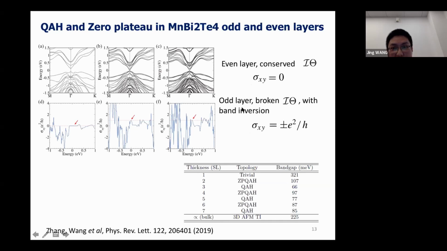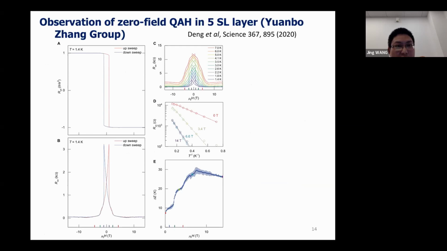The observation for this material was done by Yuanbo Zhang's group in our department. You can see that this is for five septuple layers. At 1.4 Kelvin, the Hall resistance is almost quantized, about 97% of quantization, while the longitudinal resistance is very small.